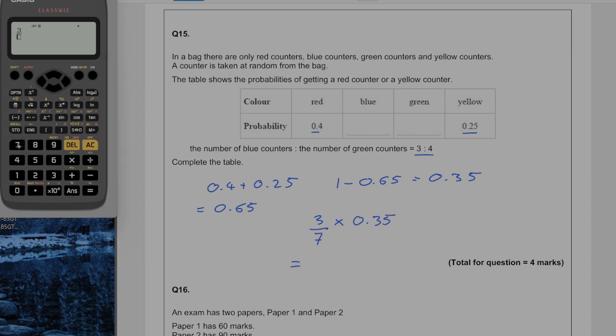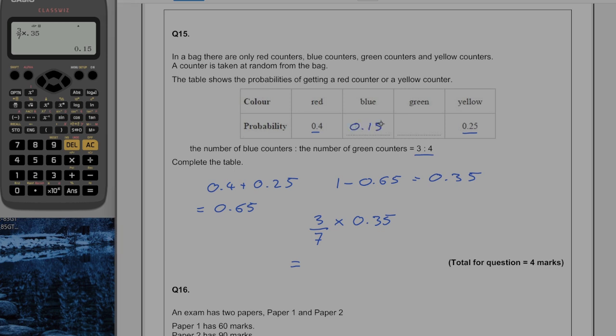times by 0.35 gives us 0.15 for blue. And then the remaining probability must be 0.2. If I show the sum there, 0.35 minus 0.15 is going to be equal to 0.2.